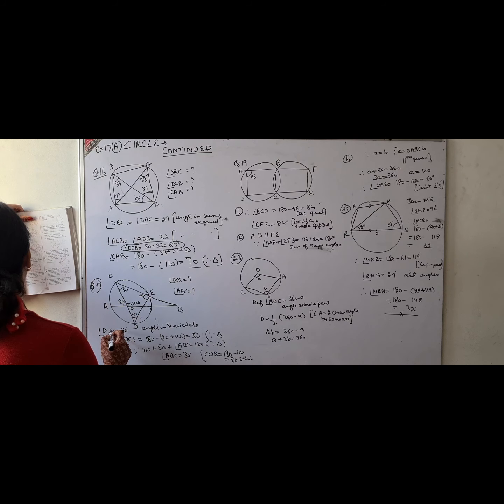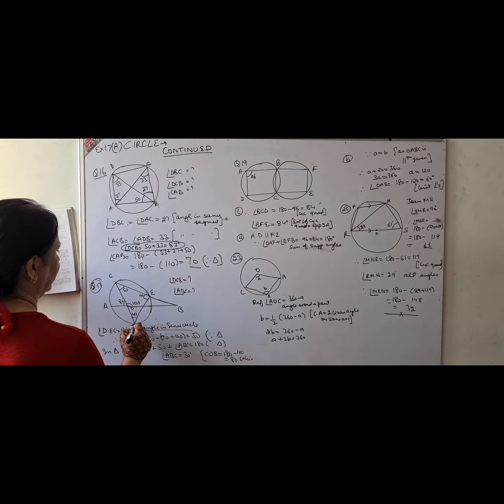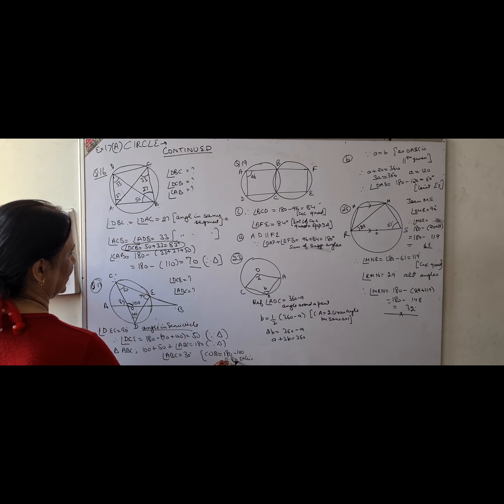See, he says that you find DEC and DCE and ABC. So DEC is 90 because CD is diameter, so angle in semicircle, DEC. So to find DCE, again triangle, 180 minus 90 plus 40, 50, because sum of the angles of the triangle.